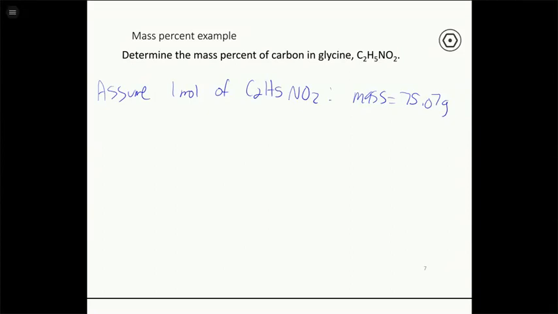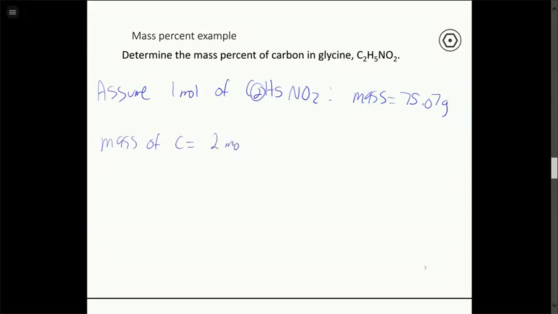And then when we calculated this molar mass of 75.07, we remember that the contribution from carbon comes from the number of moles of carbon that are in the formula times the atomic mass of carbon. So the mass of carbon in this 1 mole, we have 2 moles of carbon because of the subscript 2 here in the chemical formula, and the atomic mass of carbon, the mass per 1 mole of carbon, is 12.01. That's from the periodic table. So out of those 75.07 grams that are in 1 mole, that represent 1 mole of that compound, 24.02 is going to be made up of carbon.